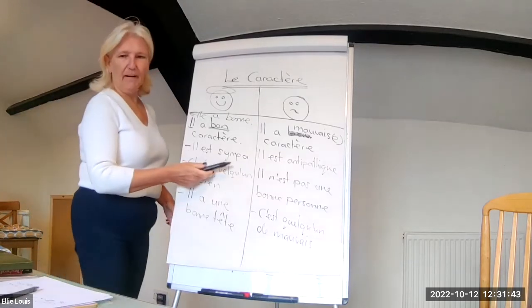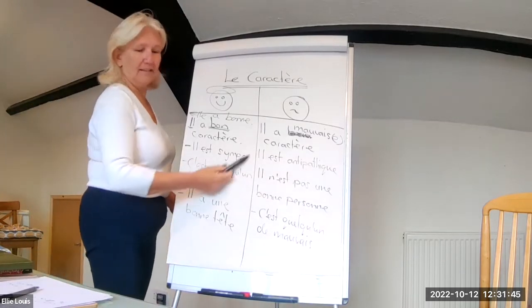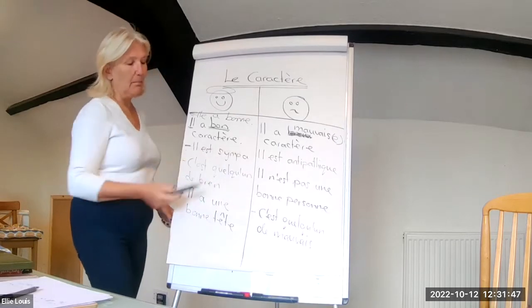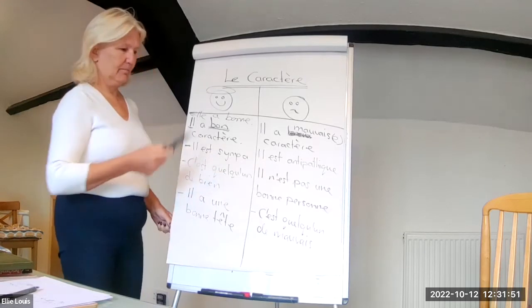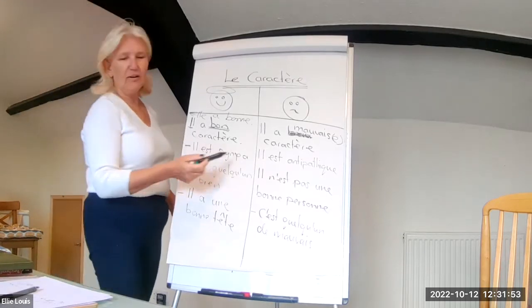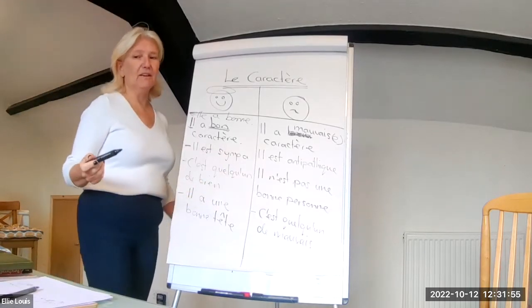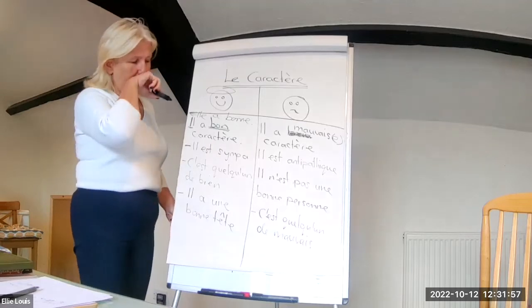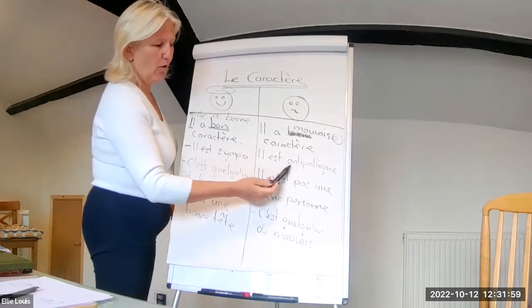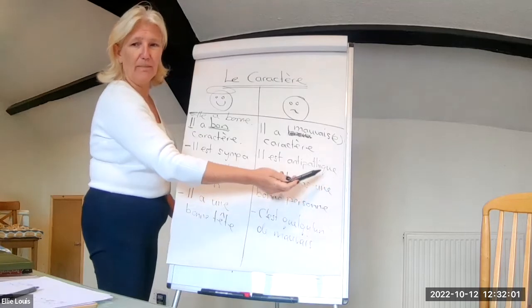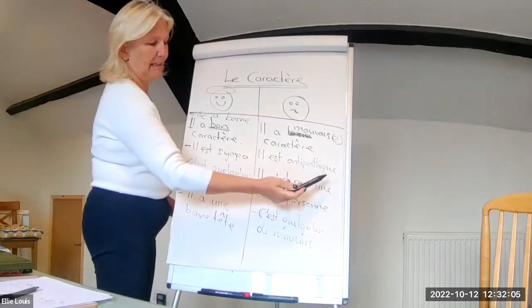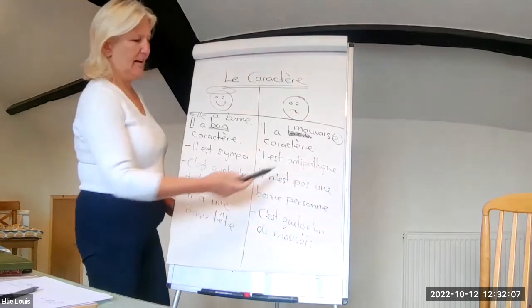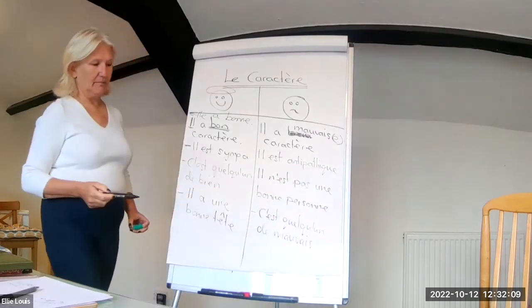Il est sympa, elle est sympa, that stays the same. Il ou elle est sympa. That's obviously shortened from sympathique. Now the opposite, I don't hear this very often, but there is an opposite for sympa, and that is antipathique. The opposite of sympathique is antipathique. I can't say I hear that very often, but that is the opposite.